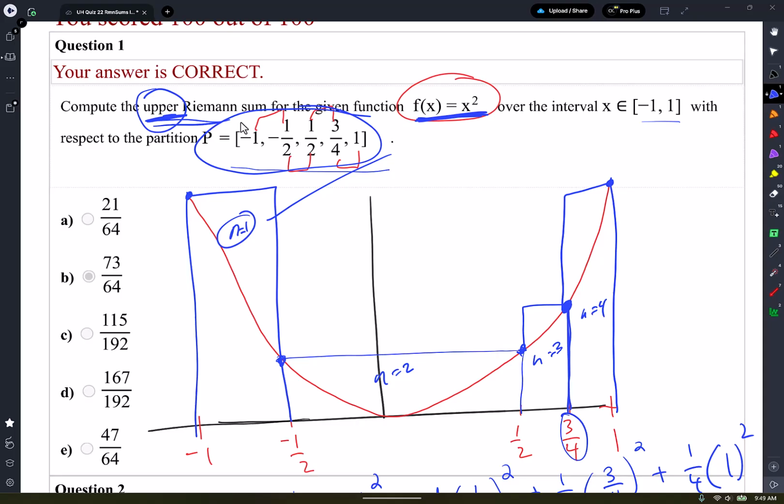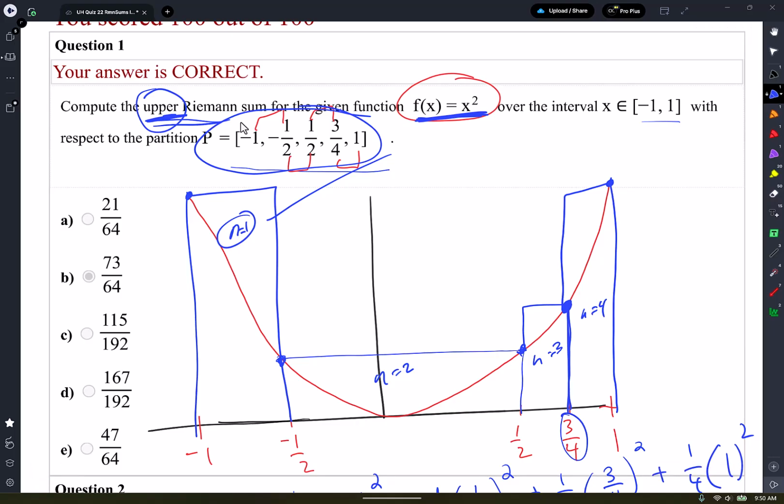So then you go from -1 to -1/2, and then -1/2 to 1/2, and then you see which y value is the greatest on the curve. Because it says upper. If it would have said lower between -1/2 and 1/2, you would have chosen 0, because that's the lowest. Do you see it? So you would have technically no rectangle there.